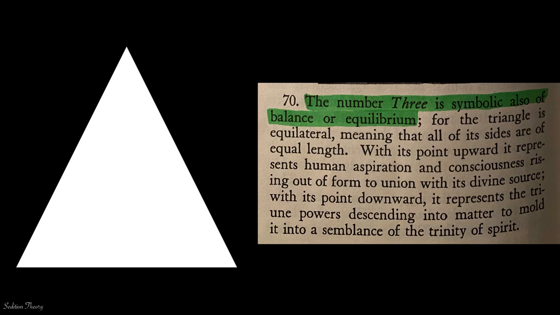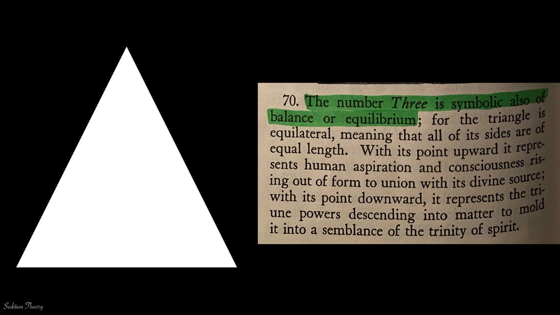The number three is symbolic also of balance or equilibrium, for the triangle is equilateral. Well, the one that I drew wasn't, but let's pretend that it was. Meaning that all of its sides are of equal length. With its point upwards, it represents human aspiration and consciousness rising out of form to union with its divine source.